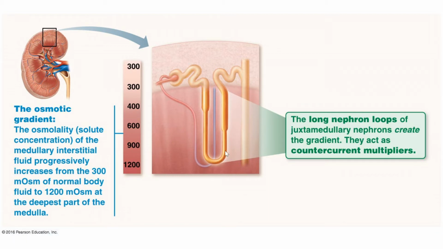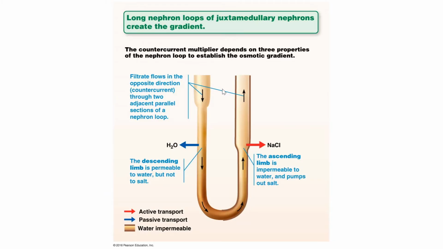And this little nephron loop right here is called the countercurrent multiplier, and its job is to create that gradient. Let's take a look at how it's able to create the gradient. So, 3 reasons why it can create the gradient. Number 1 is we have the countercurrent flow, where the filtrate is flowing in opposite directions really close to each other. And then number 2 and 3 is the permeability of the epithelial cells in the nephron loop.